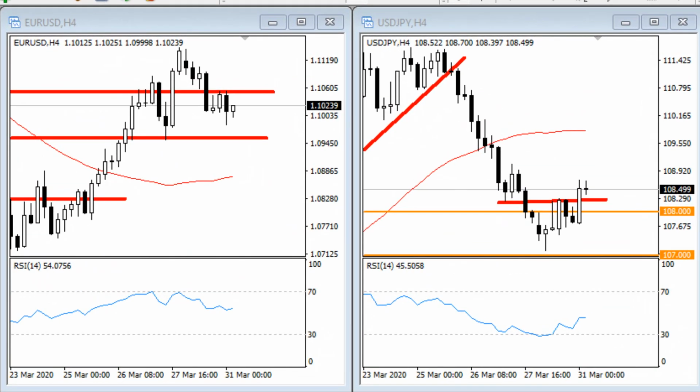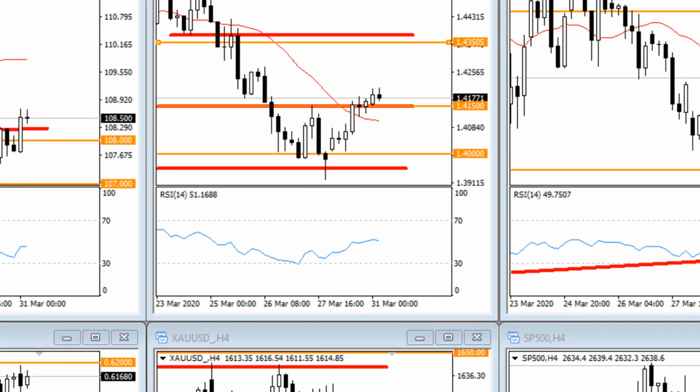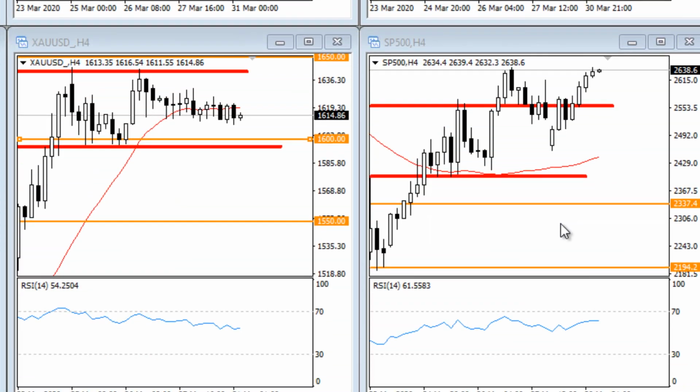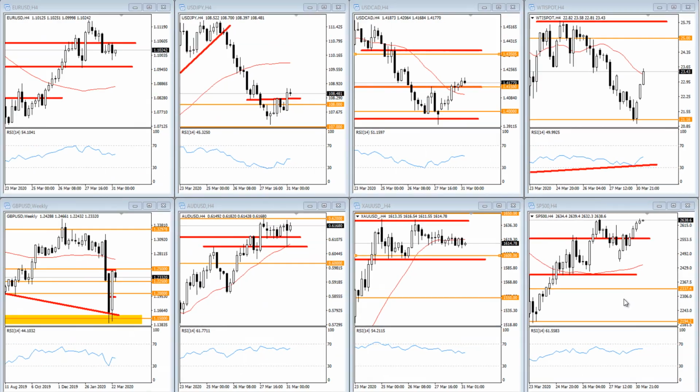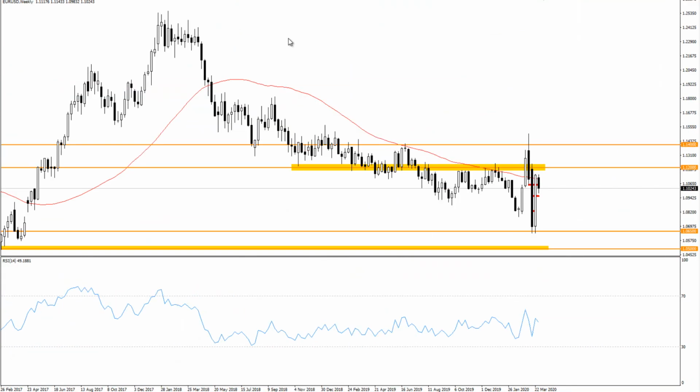Plan here, as usual, is to go through some of the major forex pairs and also touch on a couple of commodities and the stock market. So let's just start with the euro dollar and remind ourselves of the big picture first, as always. This is the weekly candlestick chart, and it has been very volatile.